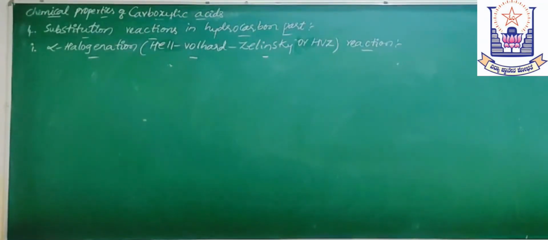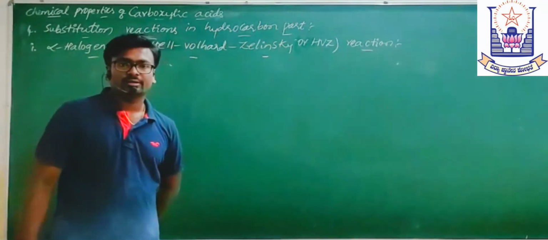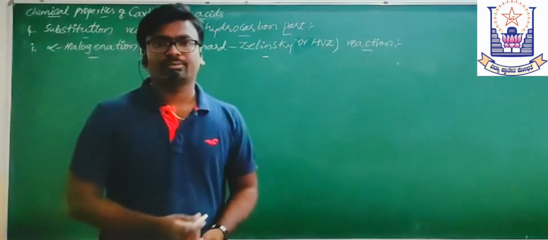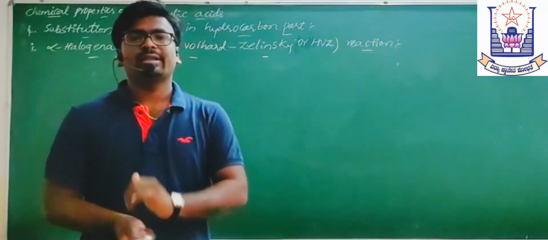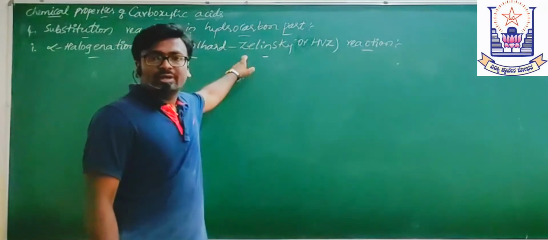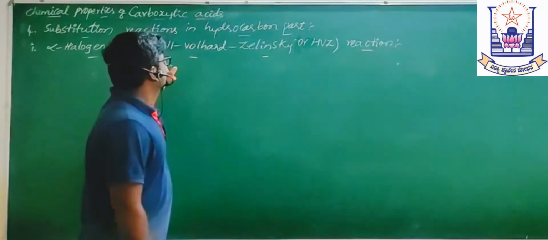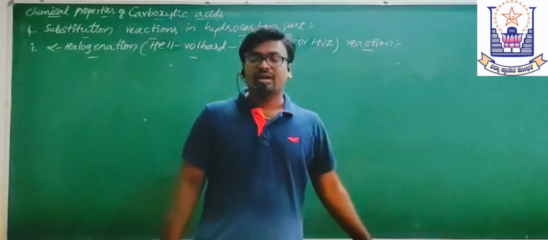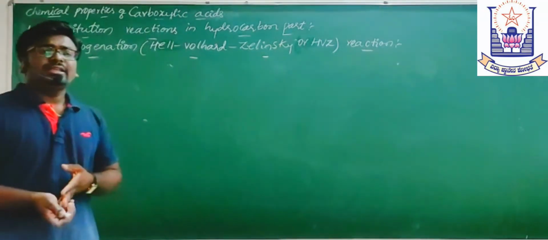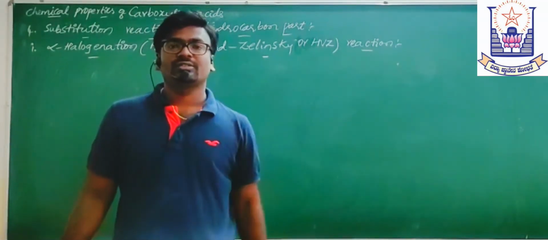Dear students, now let us discuss substitution reactions in the hydrocarbon part. Here, let us consider alpha halogenation. This was discovered by three scientists, Hell, Vollhard, and Zelinsky. That is why it is named after them and called the HVZ reaction or Hell-Vollhard-Zelinsky reaction. Let us understand what this is. Carboxylic acids with alpha hydrogen will undergo this.